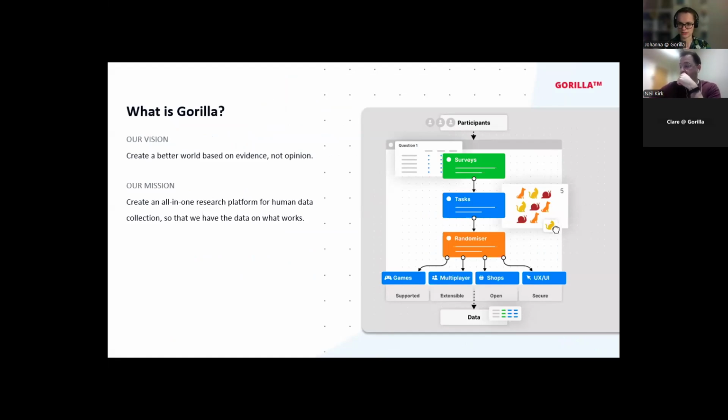You can build questionnaires and tasks, link those together and build an experiment flow so that you can go from the surveys, questionnaires, to the tasks into a randomizer, which could randomize your participants to different conditions, and then on to further tasks, which can be presented in a counterbalanced order. And then we have a few advanced tools like a game builder, a multiplayer tool, a shop builder, and UX UI tools. So all of that is Gorilla, and if you're interested in any of those in more detail, we do have webinars for those as well. You can have a look on our Gorilla Presents page.